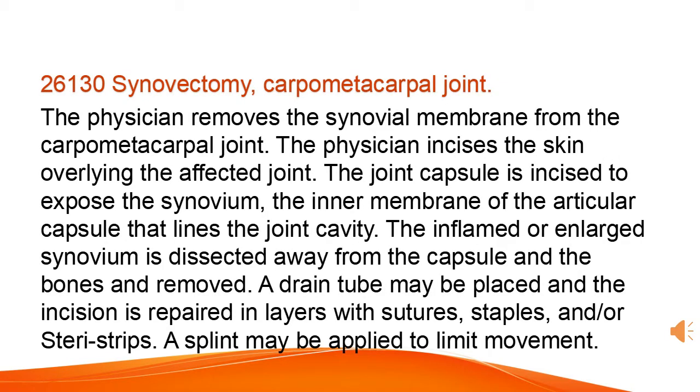Synovectomy, carpometacarpal joint. The physician removes the synovial membrane from the carpometacarpal joint. The physician incises the skin overlying the affected joint. The joint capsule is incised to expose the synovium, the inner membrane of the articular capsule that lines the joint cavity. The inflamed or enlarged synovium is dissected away from the capsule and the bones and removed.